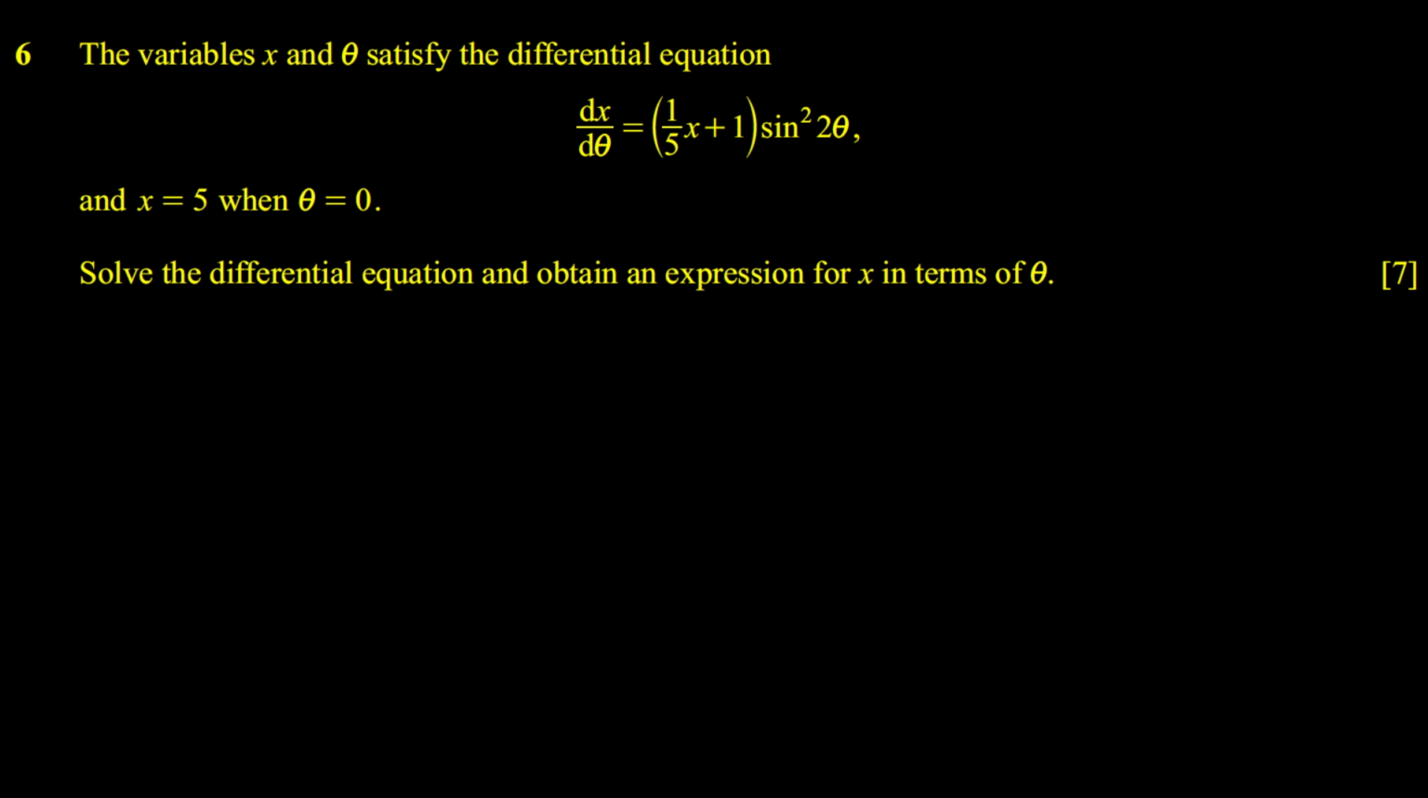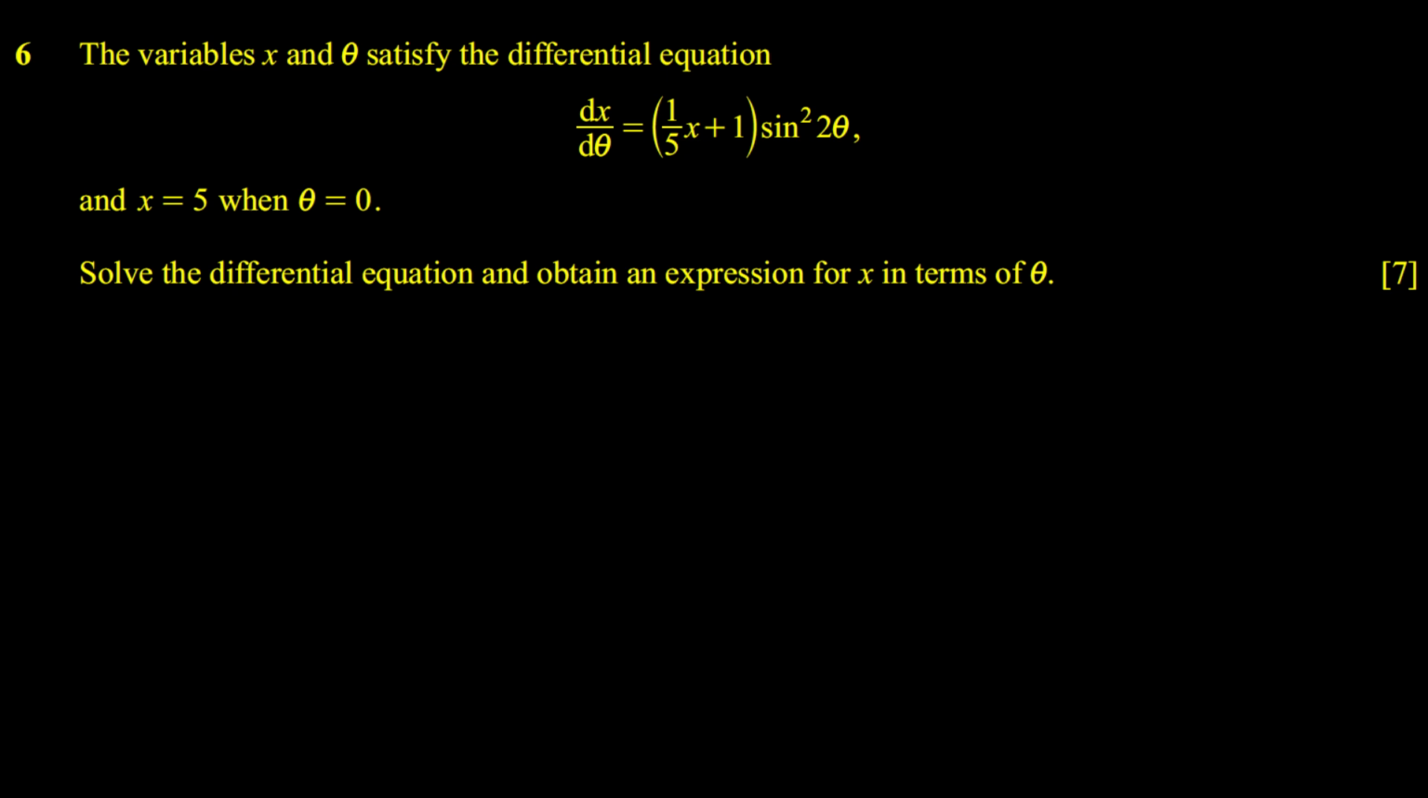Here is question number 6. The variables x and theta satisfy the differential equation dx over d theta equals 1 over (5x plus 1) times sine squared 2 theta, and x equals 5 when theta is 0. Solve the differential equation and obtain an expression for x in terms of theta.